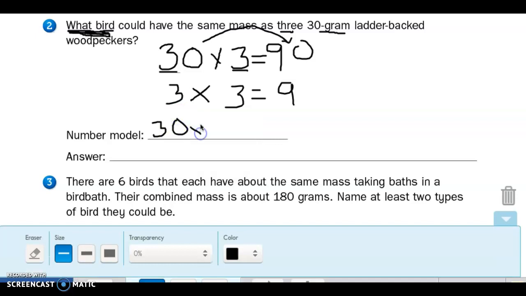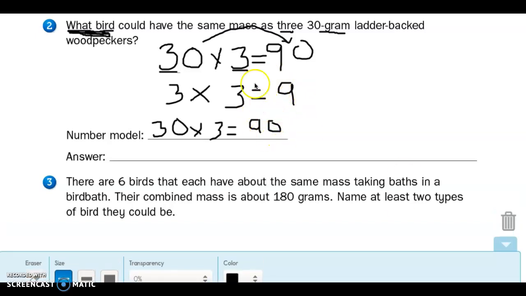Technology. 30 times 3 equals 90. Okay, and it's asking for an answer, but it's not asking for us to put 90 grams. What is it really asking us? What bird could have the same mass as all three together? Well, we know all three together is 90.